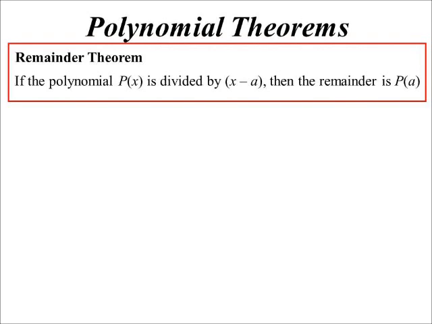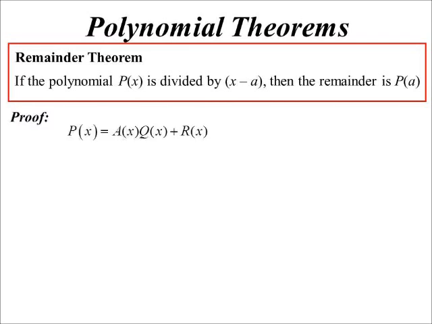Let's have a look at some different polynomial theorems. The first one being our remainder theorem. If you want to divide a polynomial by a linear factor, it turns out that the remainder is always polynomial A, so whatever you get when you substitute A.